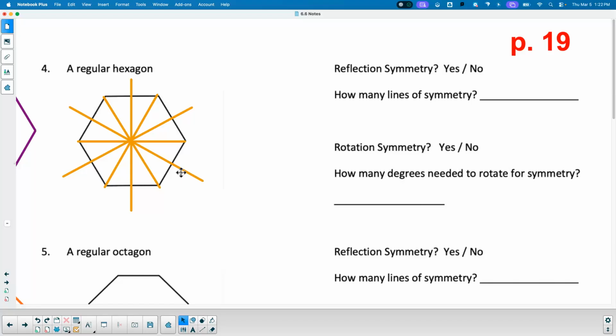Okay, so there's my 6 lines of reflection, right? 6 sides, 6 lines of reflection. Okay. Now, this is only true in regular polygons. Okay? This doesn't work for non-regular polygons. Okay? So, would it have rotational symmetry?